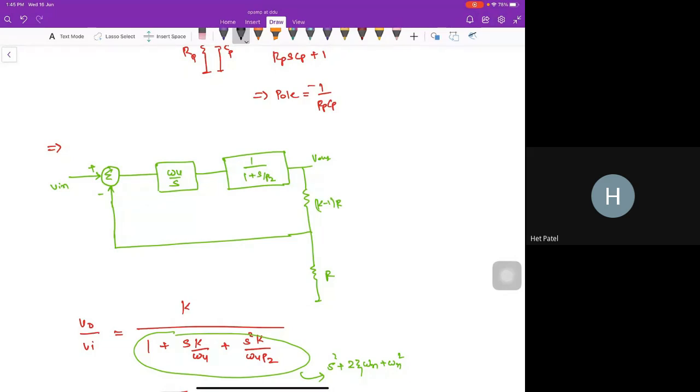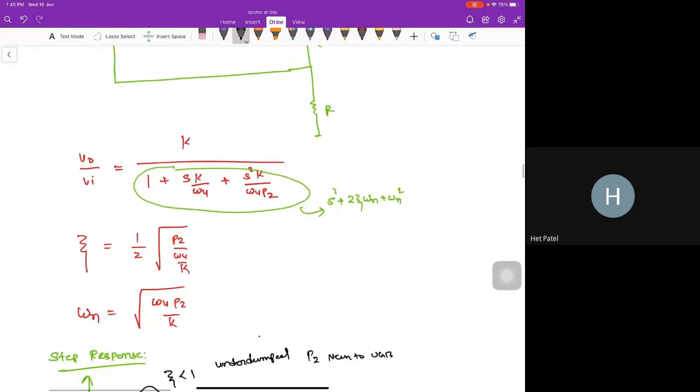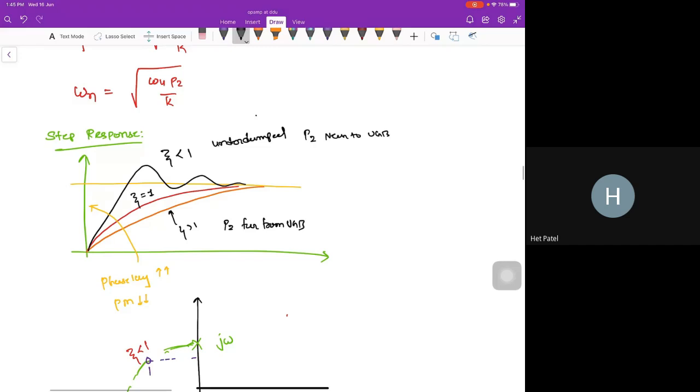Why have I named that pole P2? Because due to the omega U by S, we got already one pole there, right? So this pole is the second pole in a closed loop transfer function. So we derive the V output by V in, you will get this kind of expression, and this expression I can relate with the second order expression, S square plus 2 zeta omega n S plus omega n square. So zeta I will get 1 by 2 in this equation, and omega n at this equation. Don't worry about this, you can go through it.